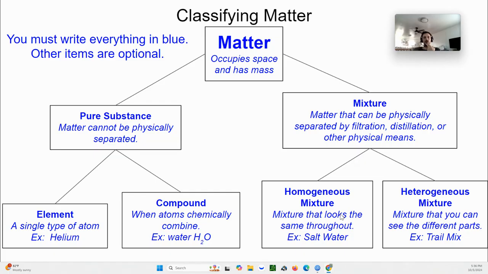For mixtures, we can have homogeneous mixtures. Homogeneous mixtures, they look the same throughout. For example, like salt water. You can't see the salt in water, but it is a mixture of salt and water, NaCl and H2O.